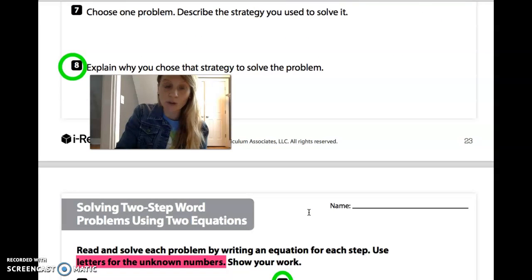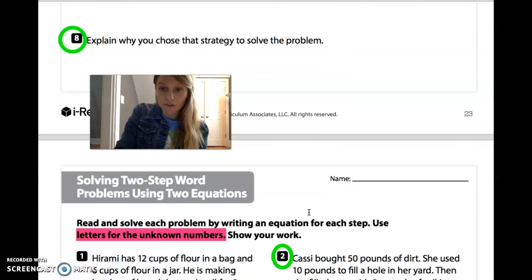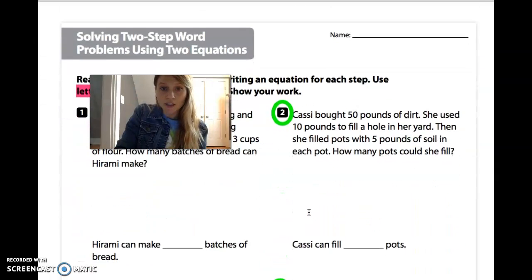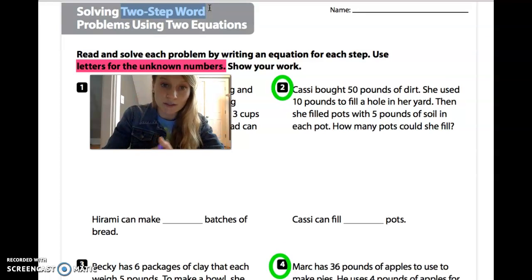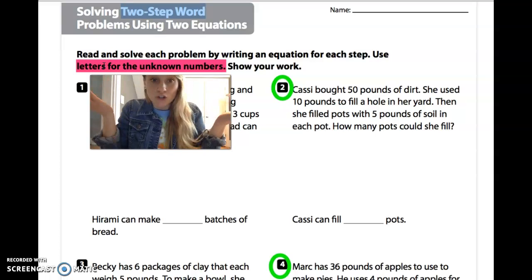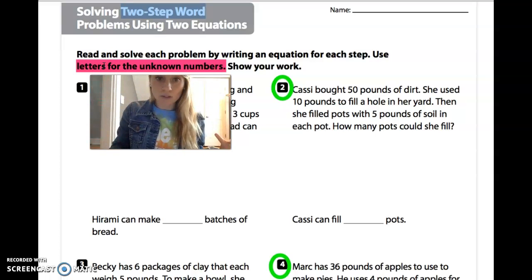All right, let's keep going. Pause me if you need to pause me. Feel free to do that. All right, page 24 is a little bit different. This one is 2-step word problems with 2 equations. So this one you're going to need a letter for the unknown. Remember letters, we use those. It's like algebra. It means question mark. It means we don't know what goes there.